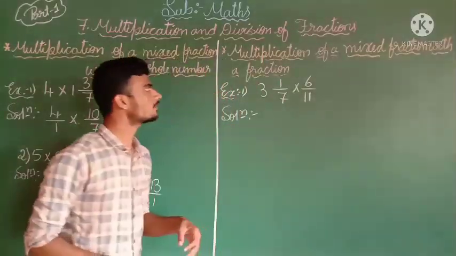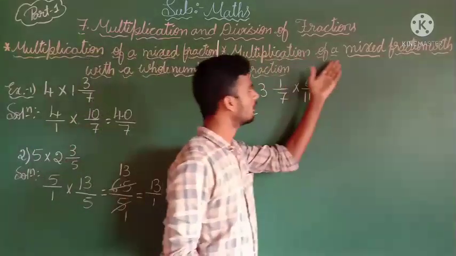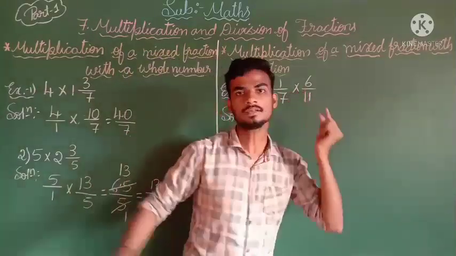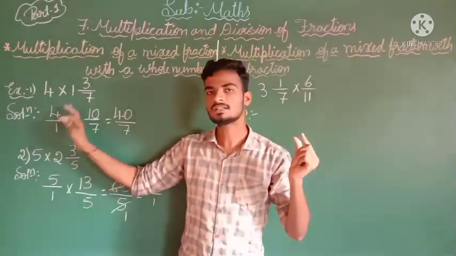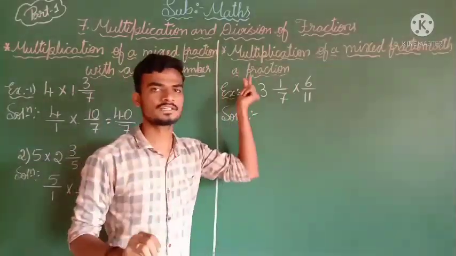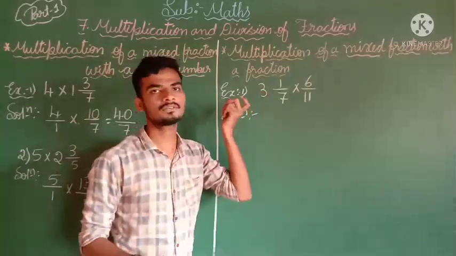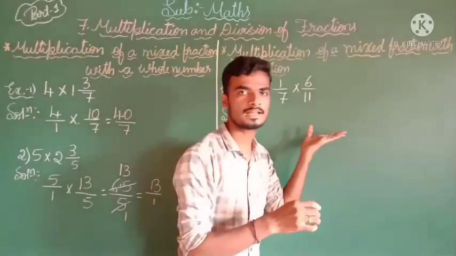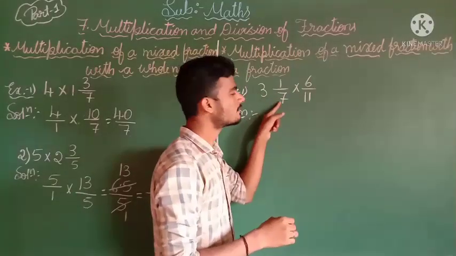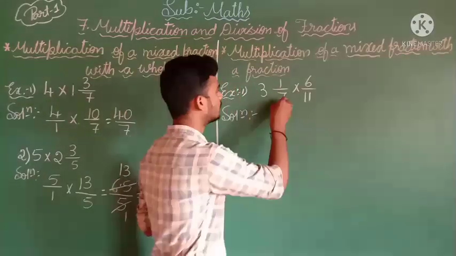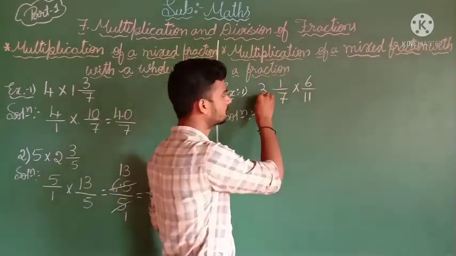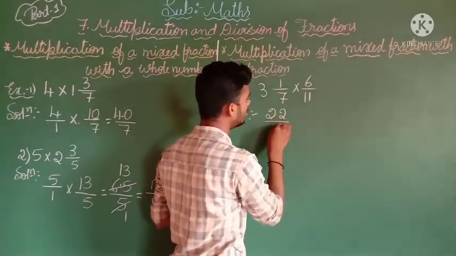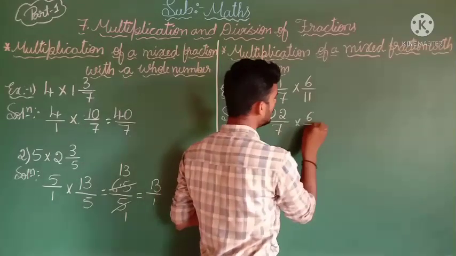Next we will move on to one more topic, that is multiplication of a mixed fraction with a fraction. Here we used a whole number with a mixed fraction; here it is a mixed fraction with a fraction. We follow the same steps as in the previous example. First we want to convert this into an unlike fraction. So 7 3s are 21, 21 plus 1 is 22, divided by 7, then into 6 by 11.